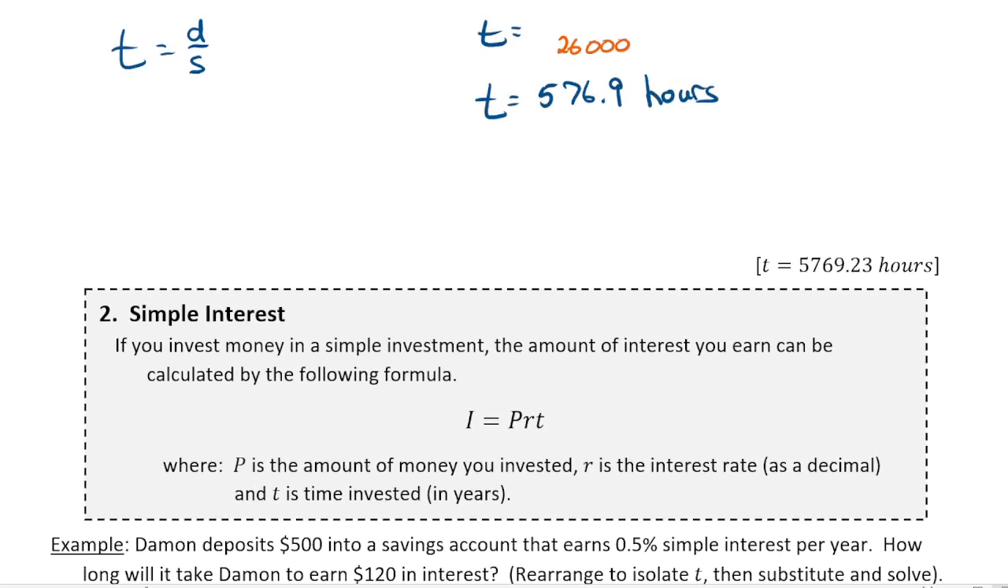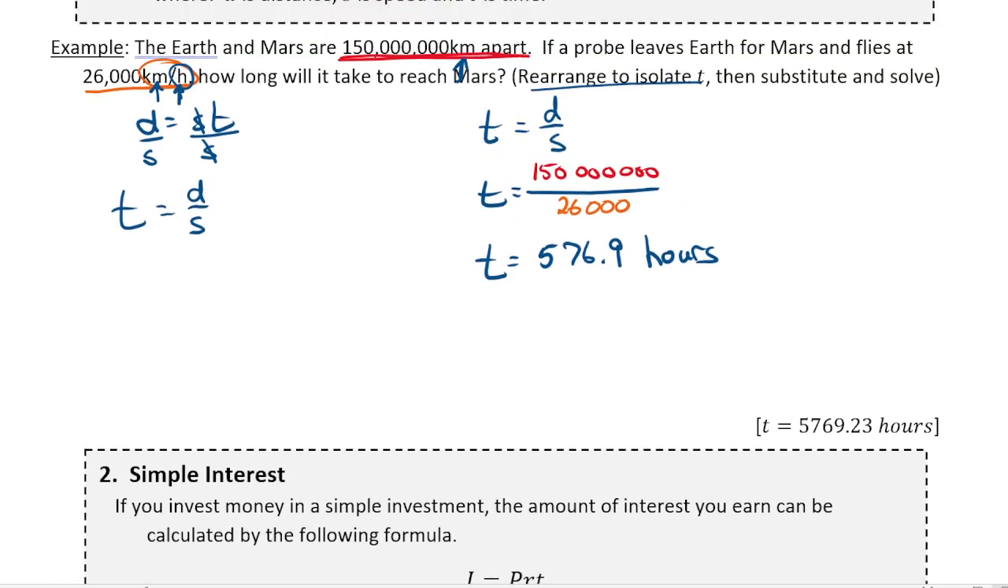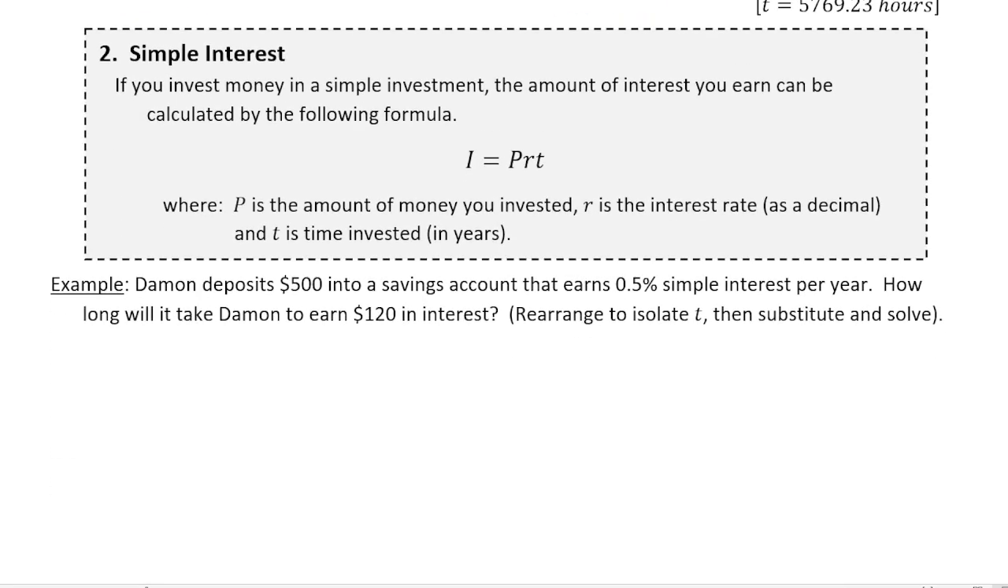Last one. Oh, why does that show I'm off by a zero? Oh, because I did 15 million. Yep. So this decimal is one place over. My apologies. 5,769.23 hours. Okay. My apologies.